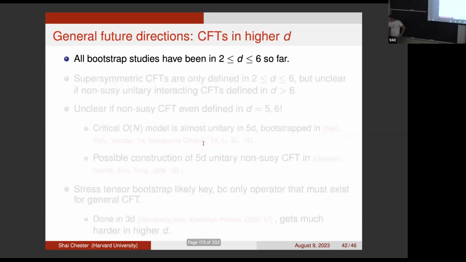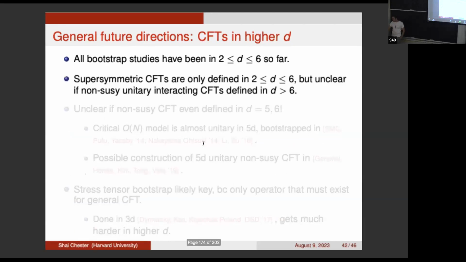We still haven't been able to actually prove that pure AdS3 gravity exists or anything like that. Okay, so some general directions about CFTs in higher dimensions. So far all the bootstrap studies have been with d between 2 and 6. For supersymmetric CFTs, we know that they only exist between 2 and 6 because you don't have a superconformal algebra outside of that. But for non-supersymmetric theories, there could be interacting CFTs above 6. We just haven't found them.